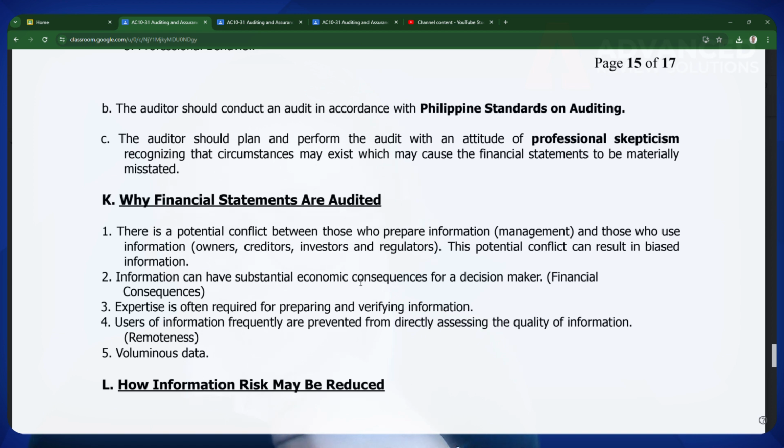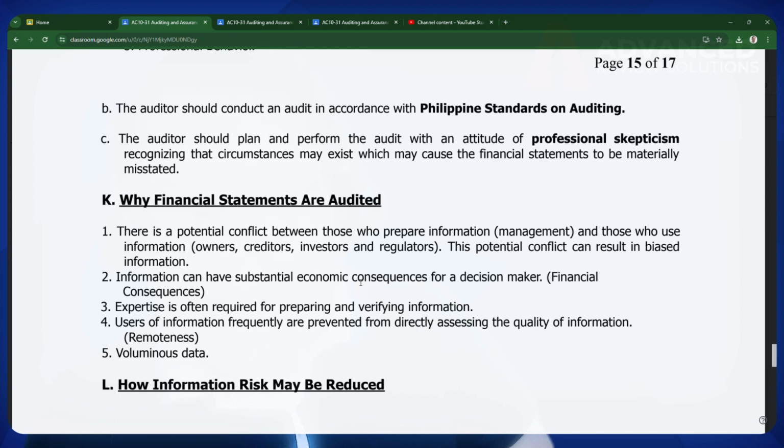Okay? Number two, for me, now there's a conflict between those who are in preparation of the FS. Yes, so conflict yan, may mga time, no? Para ikaw yung magsabi kung ano yung tama, no? And those who use the information. Number two, information can have substantial economic consequences, no, for decision making. So more on financial consequences, no? Okay, expertise is often required for preparing, okay, verifying info, no? Yun yung mga reason na kung bakit tayo may FS.